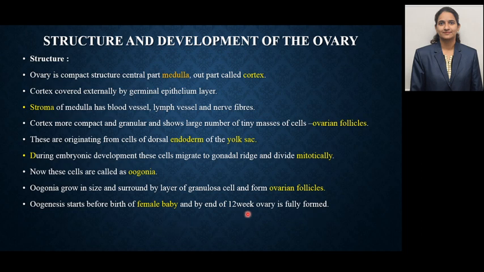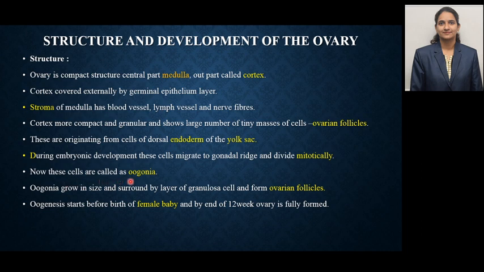By the end of the 12th week of the fetus, the ovary is fully developed. Hence, during embryonic development only, these cells migrate towards the gonadal ridge and divide mitotically. The mitotic division happens during embryonic development.